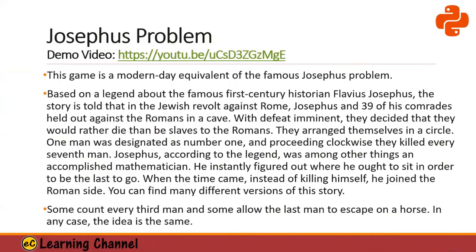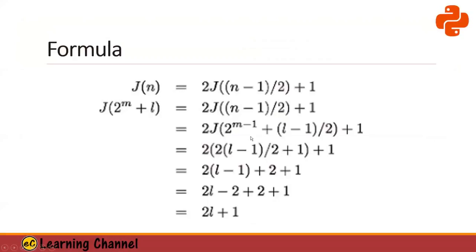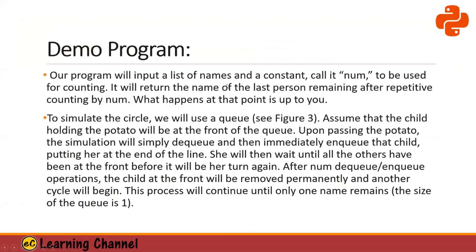So the game is the modern day equivalent of the famous Josephus problem. Some count every man and some allow the last man to escape, whatever. So this one is the Josephus problem that we know already. So Josephus of n is something where you continue to divide by 2 until you get the remainder and then there's a plus 1. You keep doing that every time you take 2 out in a pair, until there's only one survivor. So that is the problem.